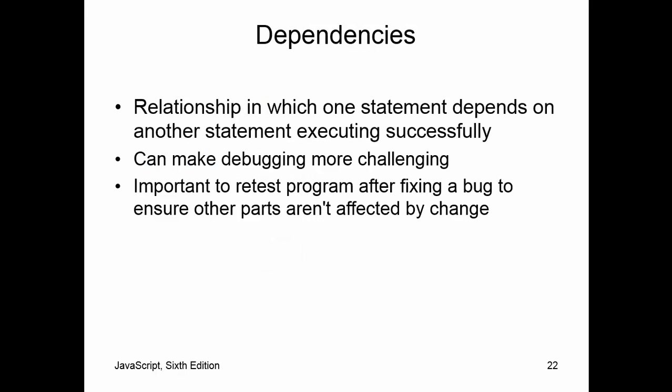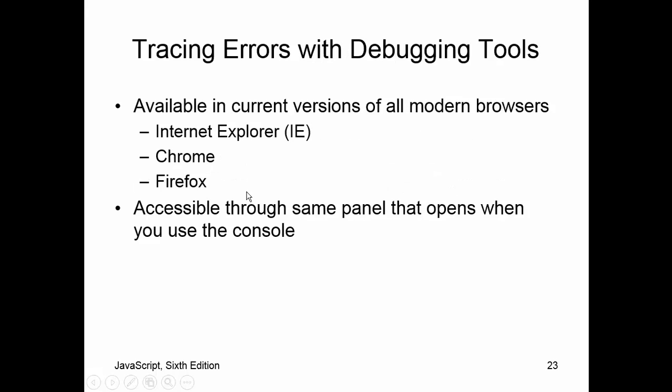All right. A dependency is a relationship where one statement depends on another statement executing successfully. Well, think about it. That's like an if. You will only execute the body of an if if the if is true. Again, this can make debugging more challenging. It's always important after you fix the bug to retest because you might have introduced another bug. It happens all the time.